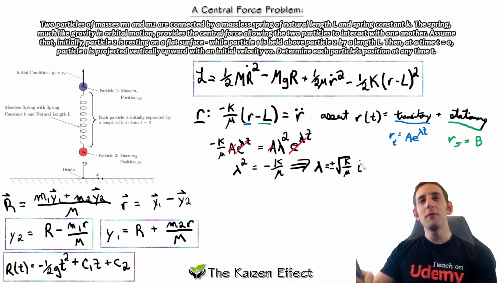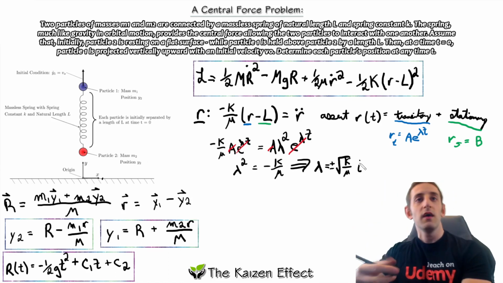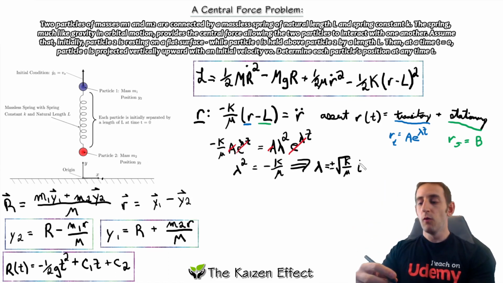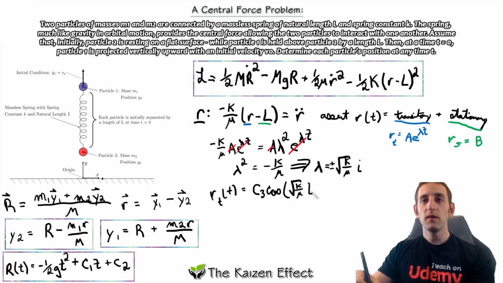So when we have this e to the iωt, we use the Euler identity that gives us cosines and sines. And if we want to use superposition, what we have to say is that the final solution for this is r little t, our transitory part. This is equal to, let's call it, C3 cosine root k over mu t plus C4.